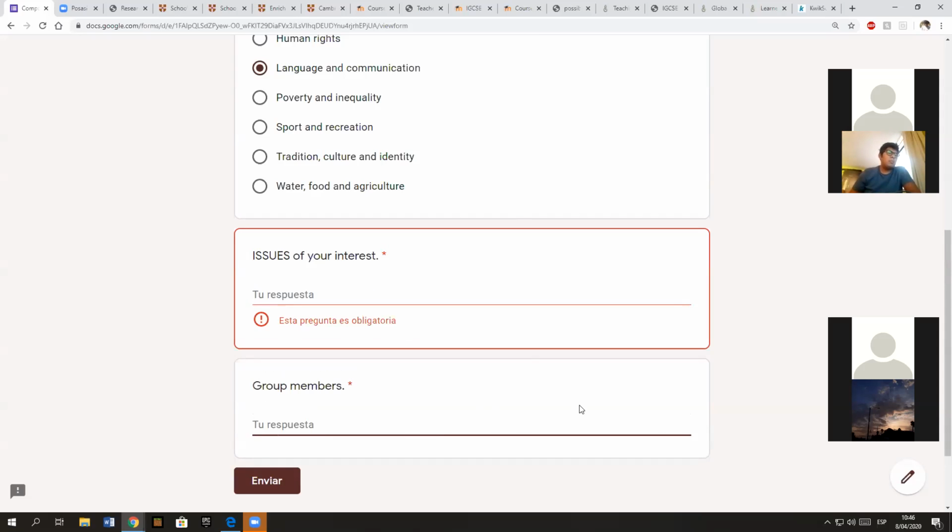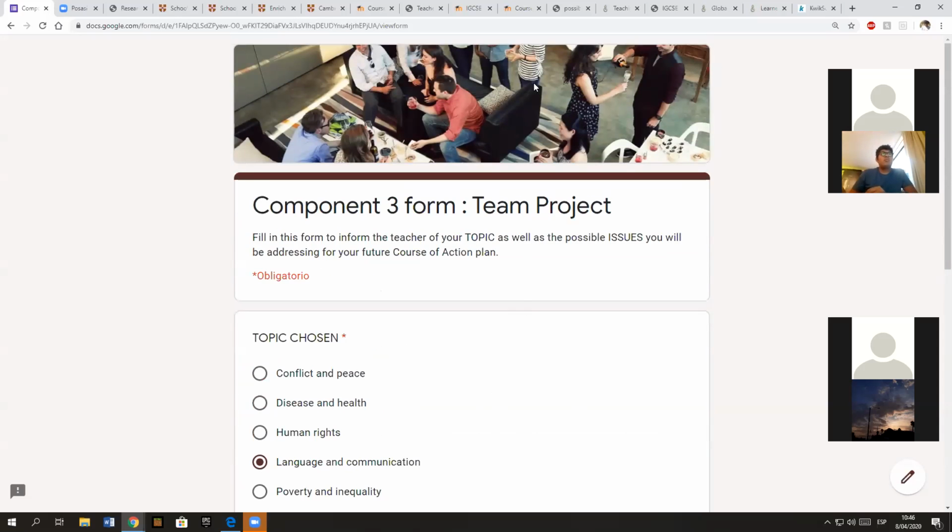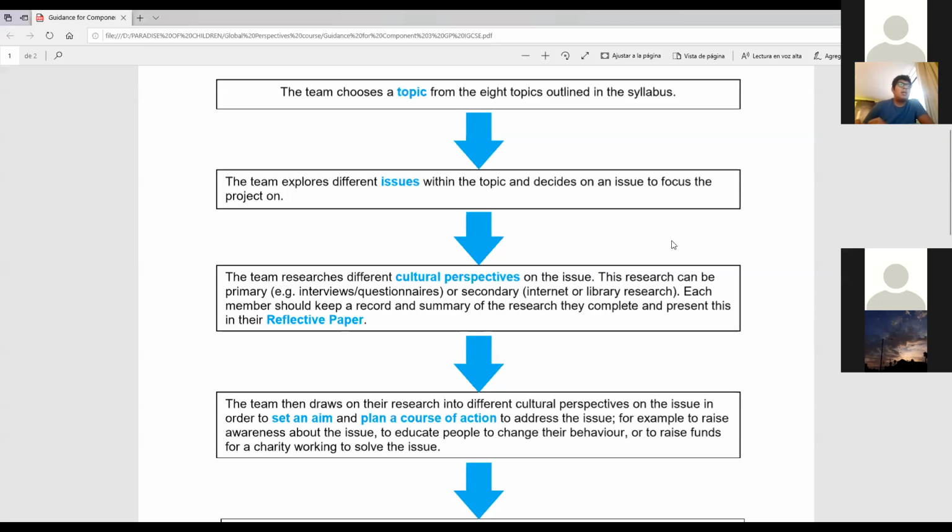And then the group members, one name and one last name, please, because I cannot guess if there are 2 people with the same name and last name. You're going to fill in this form. The form is going to be attached on the agenda. Okay, so please try to look for it. It's going to be right there. So let's go back to the guidance component number 3.